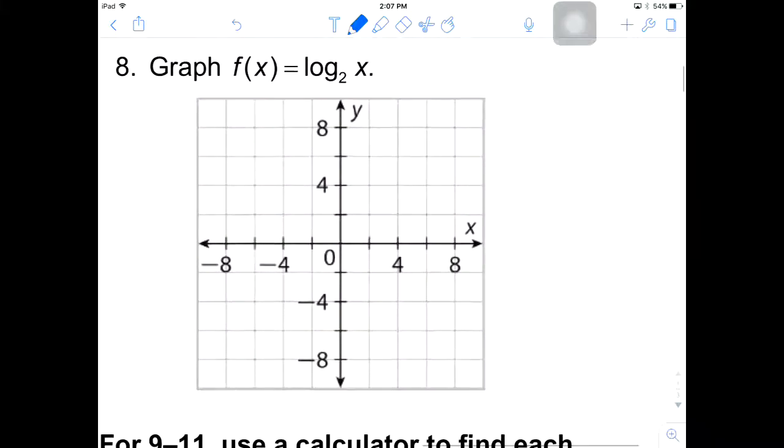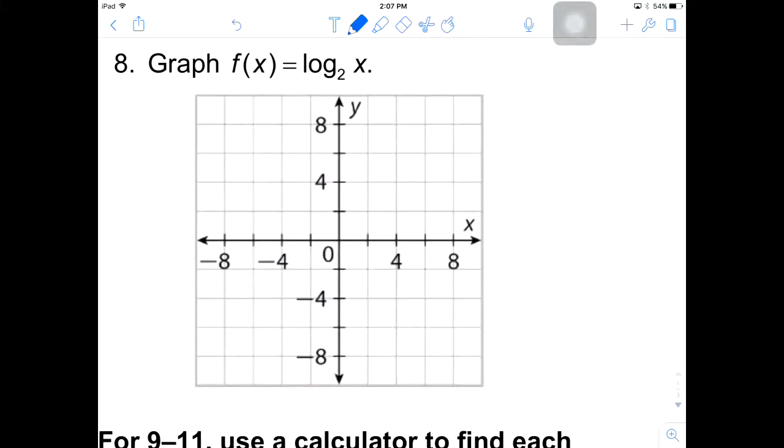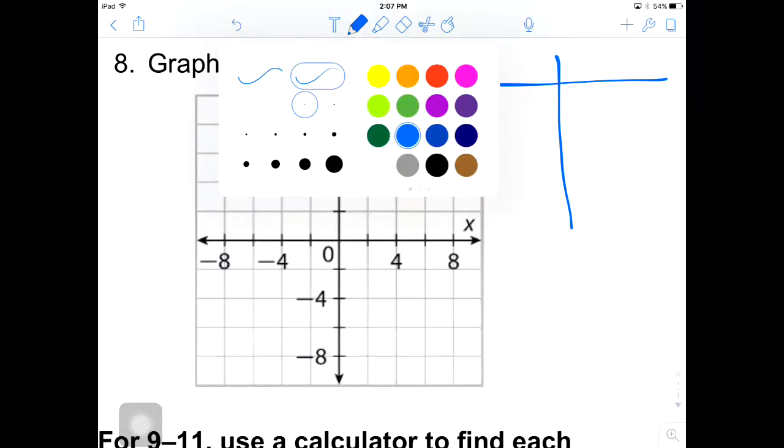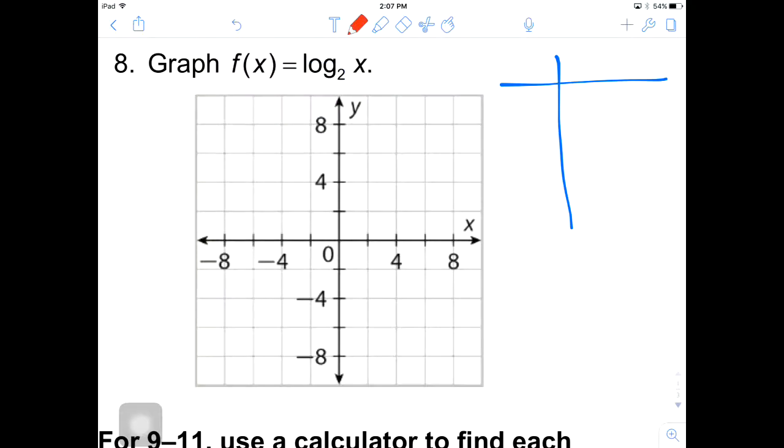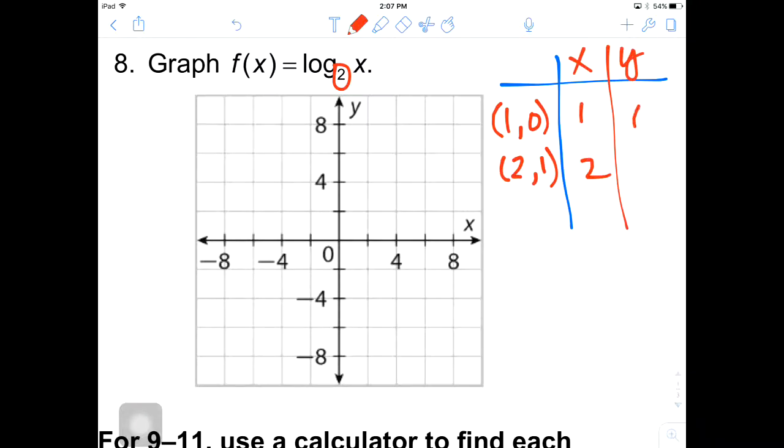Number 8, to graph this basic function, as you can see, there are no transformations whatsoever with this. So this is the most basic type of graphing. We're still going to use the reference points. The reference points for a logarithm function are (1, 0) and then (b, 1). The base is actually 2, so it will be (2, 1). And x and y do not change, so whatever x and y are, those will be the same value. So we're going to just graph (1, 0) and then (2, 1).